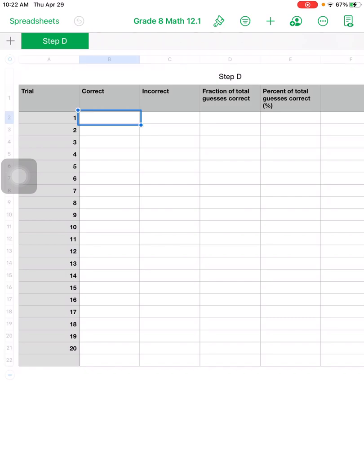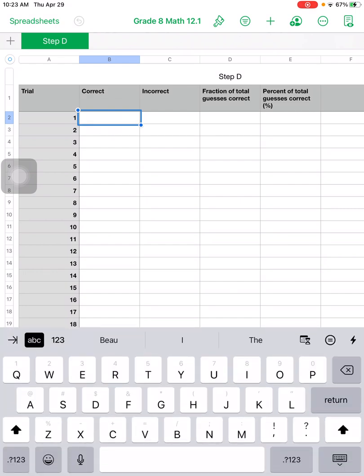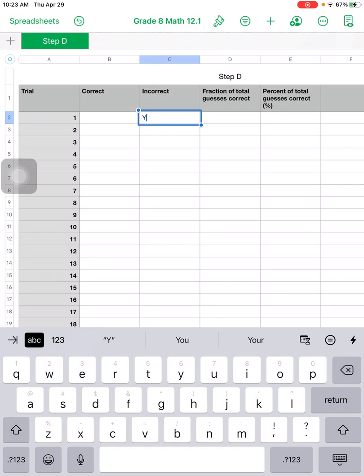So if I do my first trial and my partner picks a card and I guess what it is before they show it to me, then they show it to me, and if I guess correctly, I could put a Y in correct. Okay. If I guess incorrectly, I'd put a Y in incorrect. Okay, and again, we would be expecting to only guess correctly 1 out of 4 times, or 25%. So 25% out of 20 would be 5 out of 20 times.